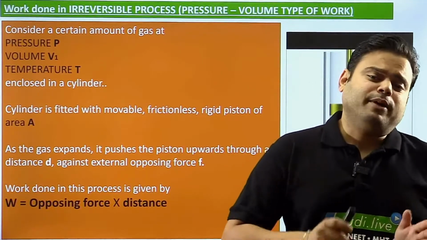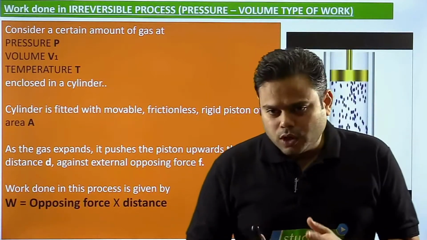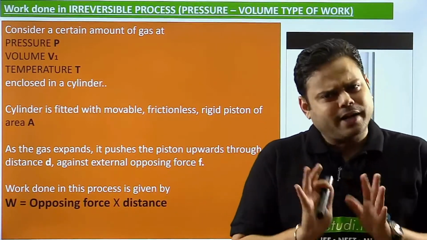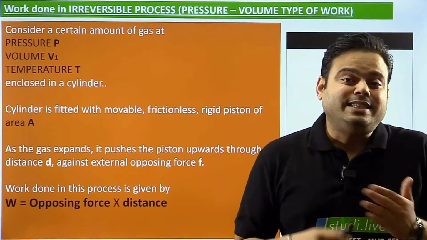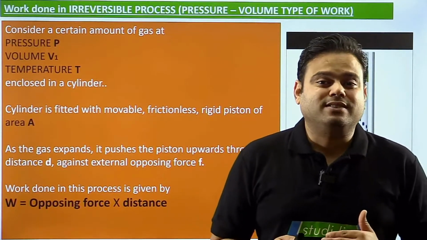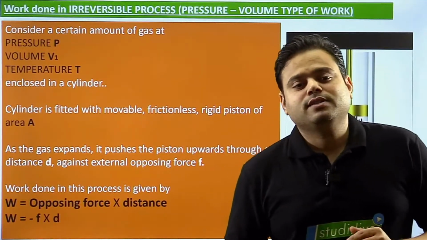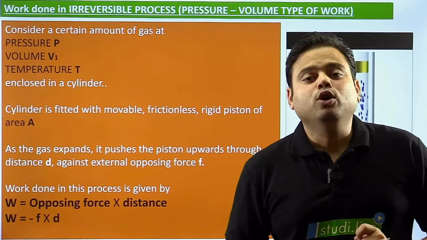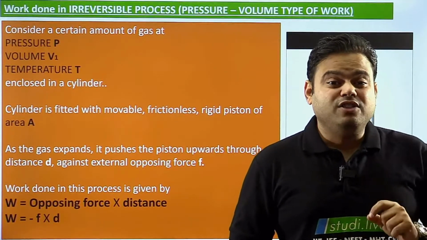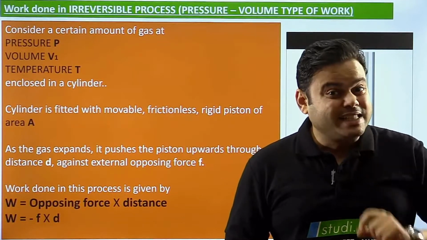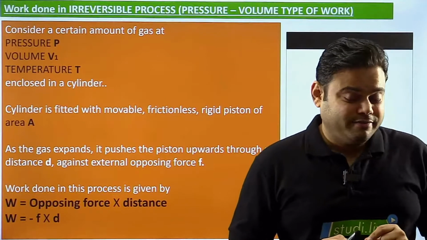Now how much work is performed, what will that depend on? How will we identify that? How much is the work getting performed? The work getting performed can be identified by two things: how much the opposing force is, and second, how much distance has moved, by how much distance has the piston moved? Now, in this case, the formula is W is equal to minus F into d. Look at it. F is the opposing force and d is the distance.